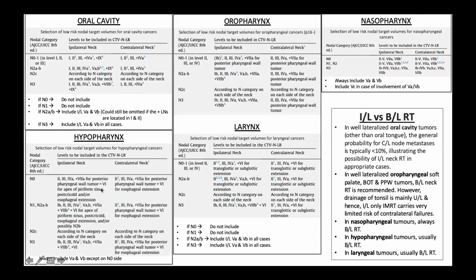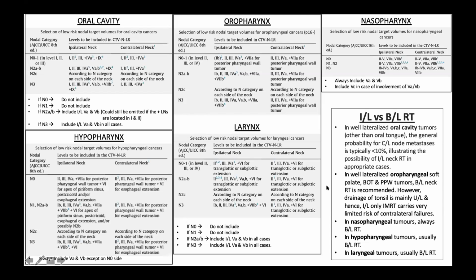In case of hypopharynx, always include 5A and 5B except on the N0 side. In oropharynx and larynx, if N0 and N1, similar to oral cavity, you do not include, because like we already discussed in the beginning of the class, this posterior group of lymph nodes, usually oral cavity and larynx do not go to them unless they have nodes in the anterior groups. So in N0 and N1 for both, you will omit level 5. But if there are ipsilateral nodes, then you will include ipsilateral 5A and 5B in all cases. And even if it is N3, you will include ipsilateral 5A and 5B in all cases.